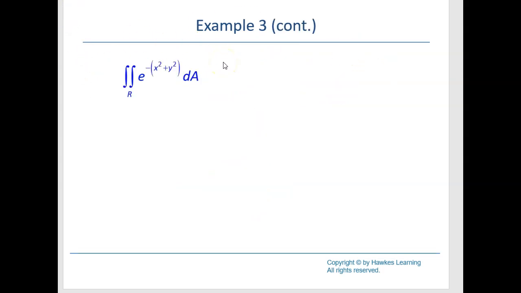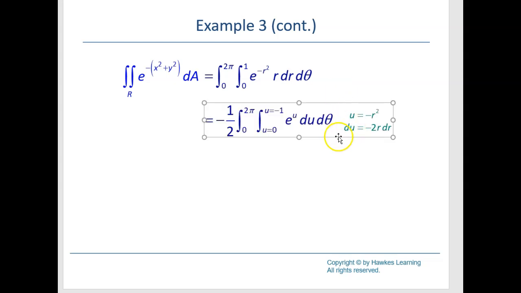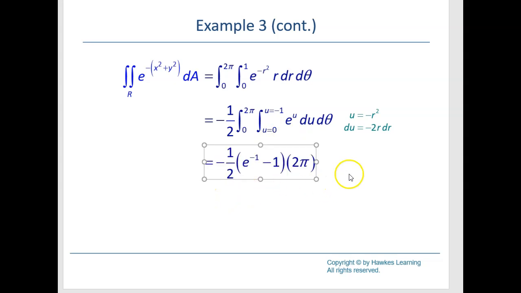Alright, so we switch it to polar. We get that, like we said before. Do a nice little u substitution. u is negative r squared, du is negative 2r dr, so I need to have this extra negative 1/2 because I need to force this to be there. And now this is just straight up basic integration. The antiderivative of e to the u with respect to u is e to the u. So we plug in negative 1, we get e to the negative 1, minus, we plug in 0, e to the 0 is 1.